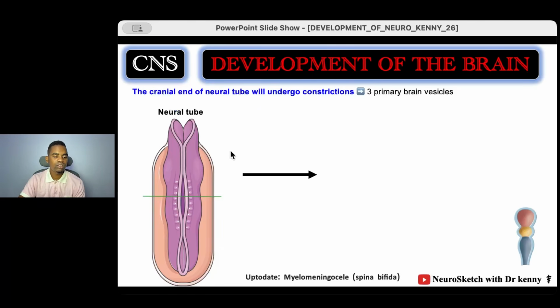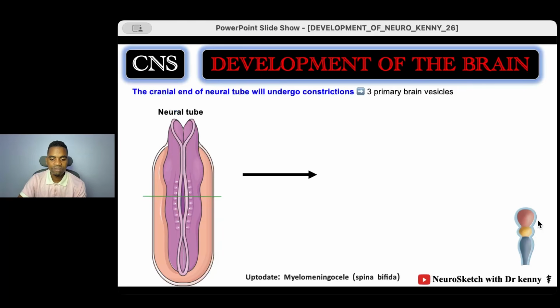As we have said, the neural tube has two ends, the cranial end and the caudal end, and the brain is coming from the cranial end of the neural tube. So what happens is we have two constrictions of the cranial end of the neural tube. This is constriction number 1. This is constriction number 2.